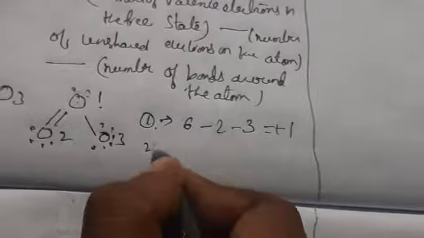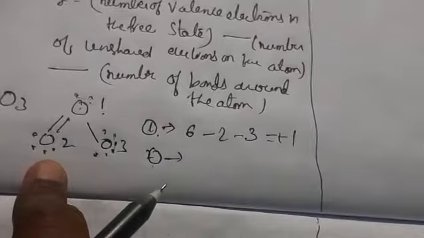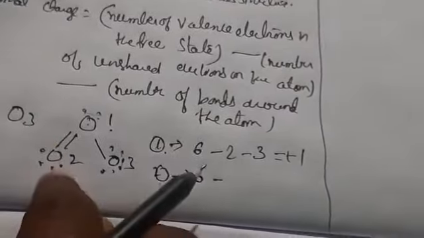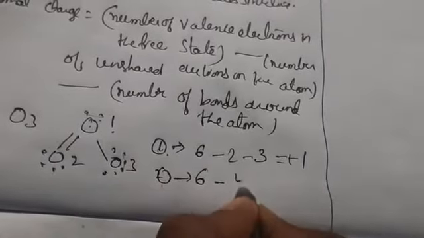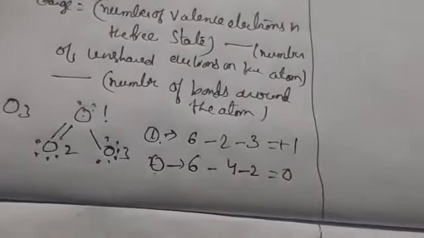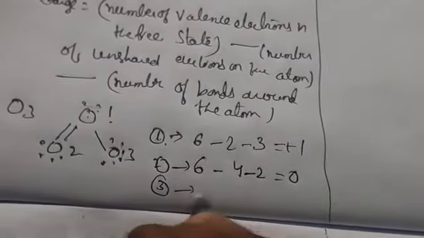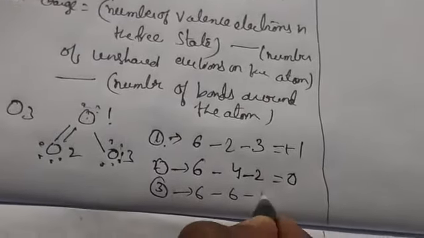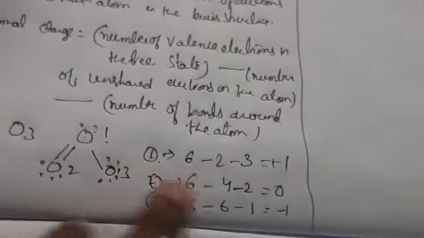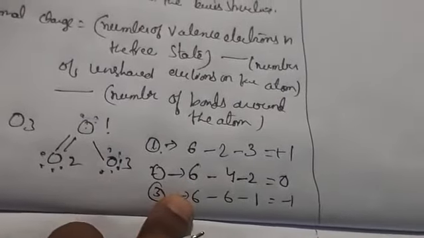Coming to the second point, the end O atom marked 2. It is having 6 valence electrons. Here how many electrons do we have? 4. And here 2. So it represents 0. If you take the third atom, it is having 6, 6 minus 1 is equal to minus 1. Clearly observe, oxygen valency is common for everything.